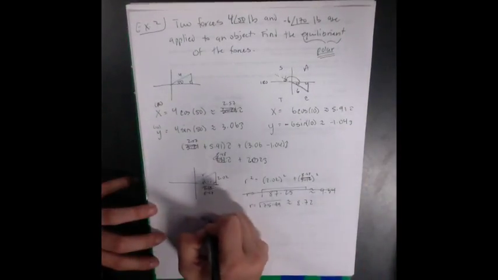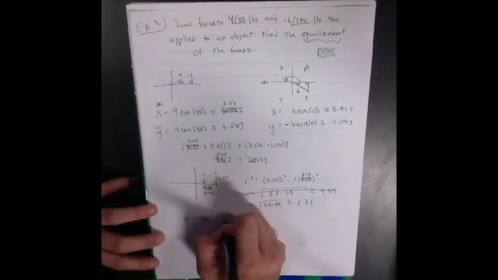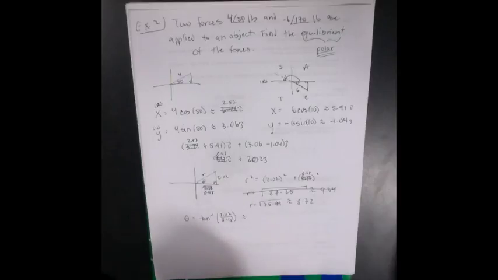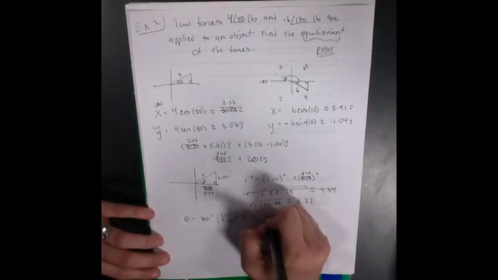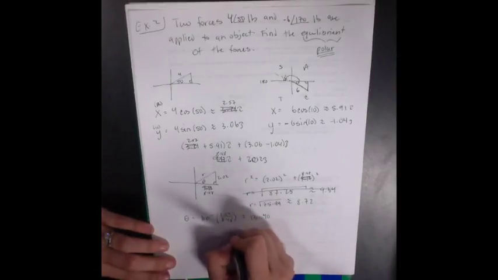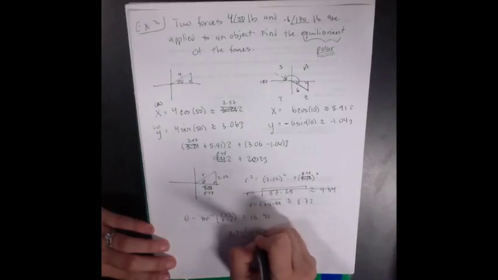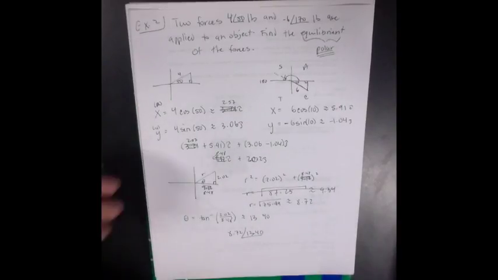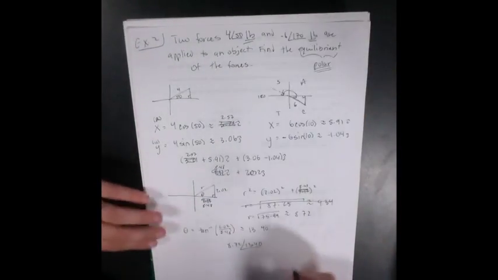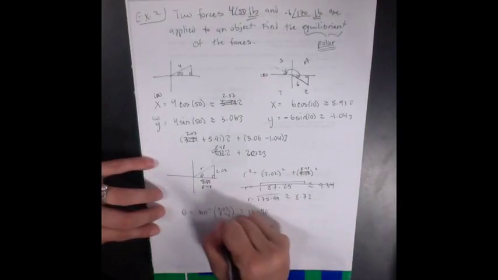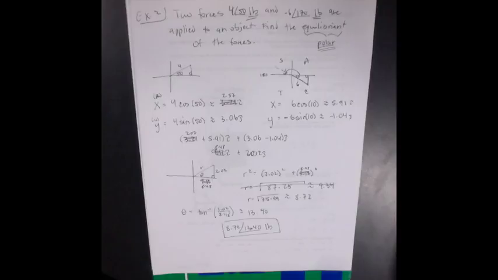And then theta is the inverse tangent of opposite over adjacent, which gives me about 13.40. I'm in the first quadrant, so I don't have to change anything. So then I get 8.72, 13.40, and then go all the way back up to the beginning. It's a word problem. All of my units are pounds, so I have to write a unit of pounds here. Okay, do not forget your unit of pounds.